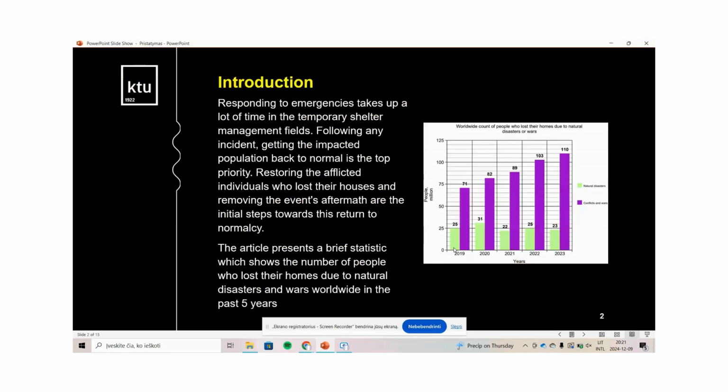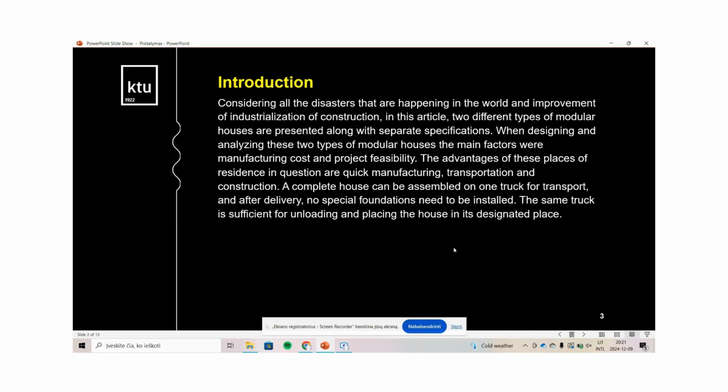to normalcy. The article presents a brief statistic which shows the number of people who lost their homes due to natural disasters and wars worldwide in the past 5 years. Considering all the disasters that are happening in the world and the improvement of industrialization of construction, in this article, two different types of modular houses are presented along with separate specifications. When designing and analyzing these two types of modular houses, the main factors were manufacturing cost and project feasibility.